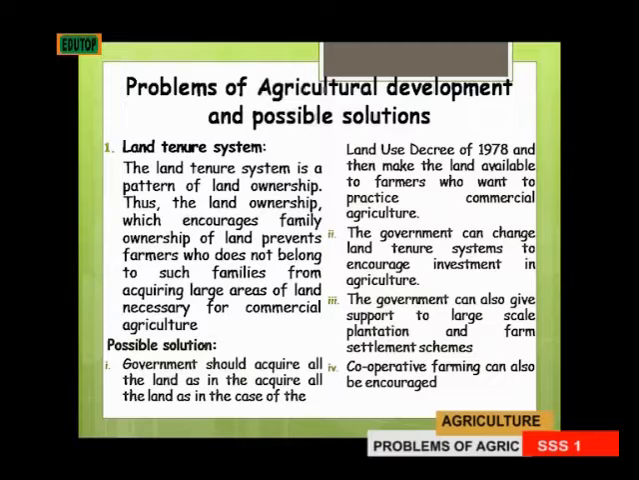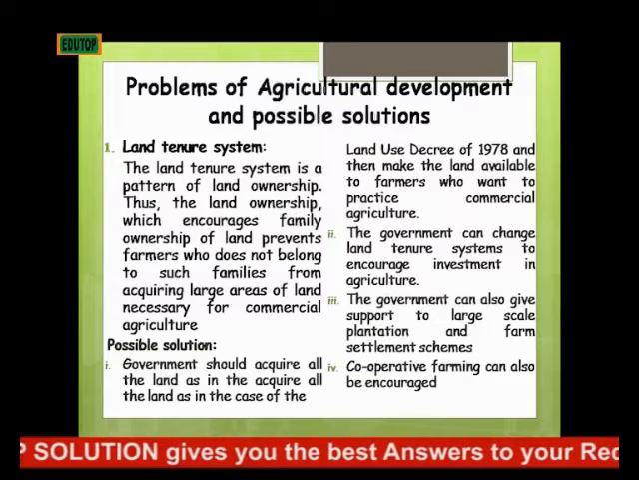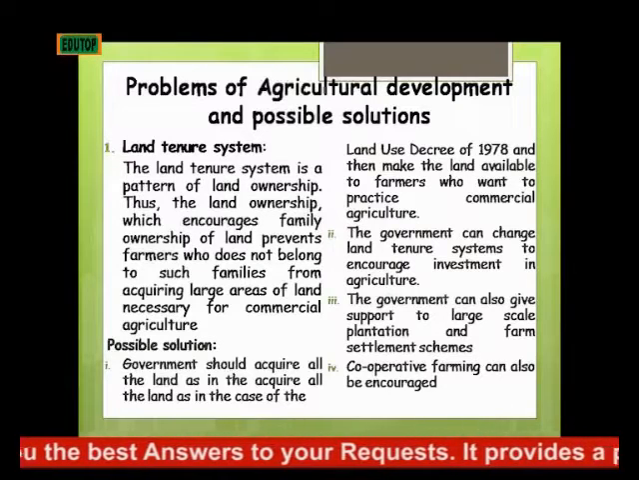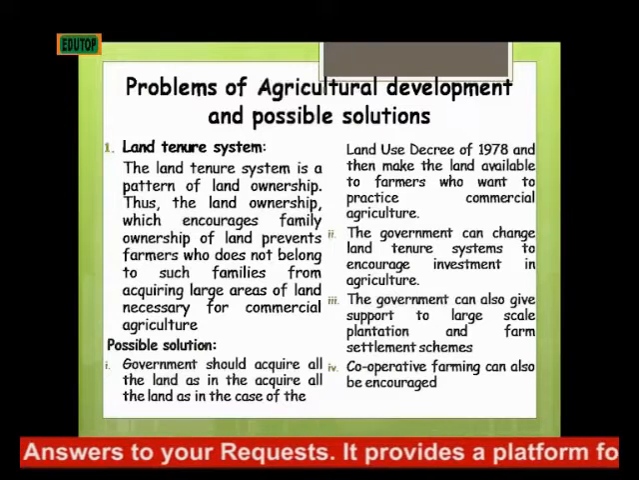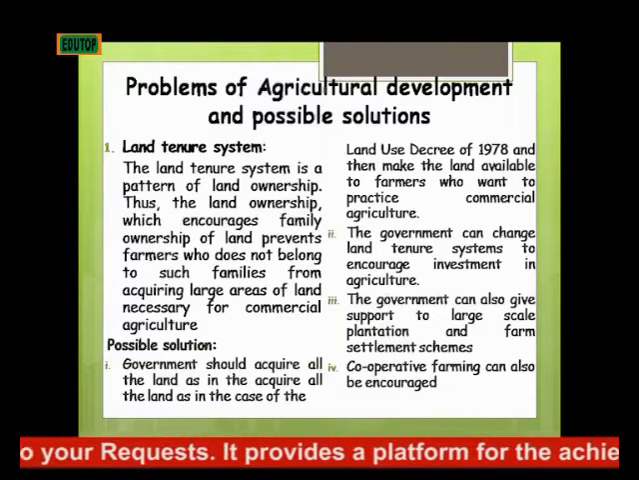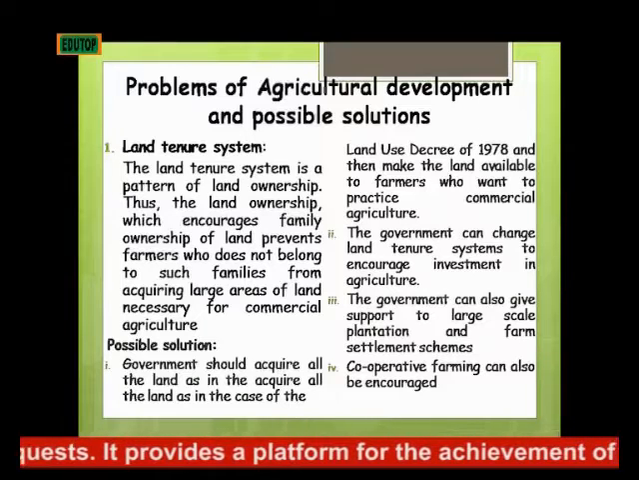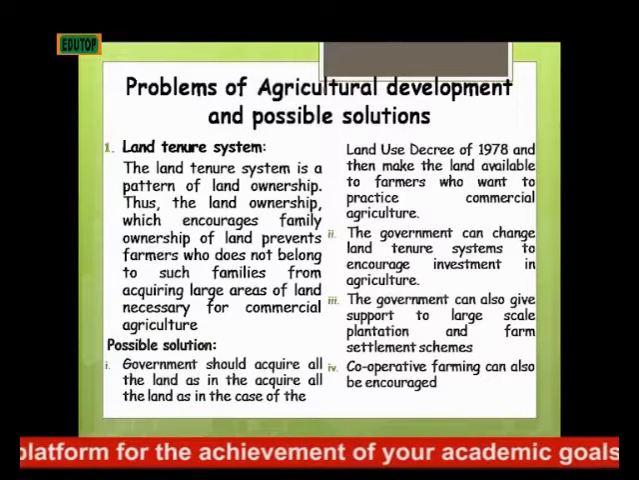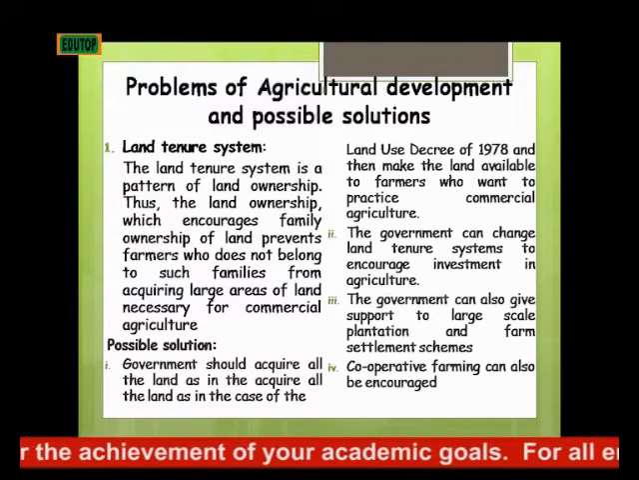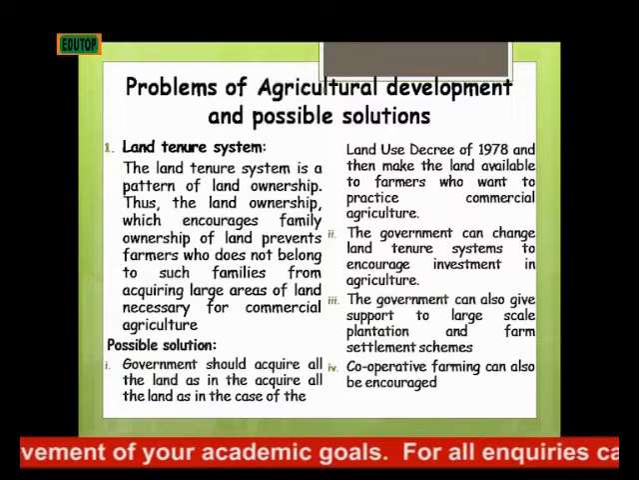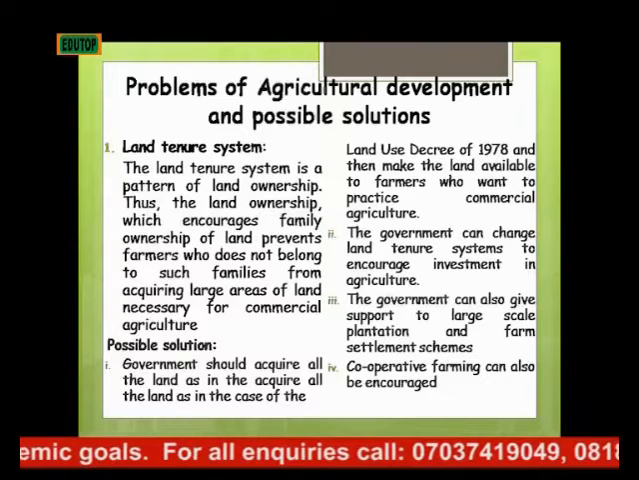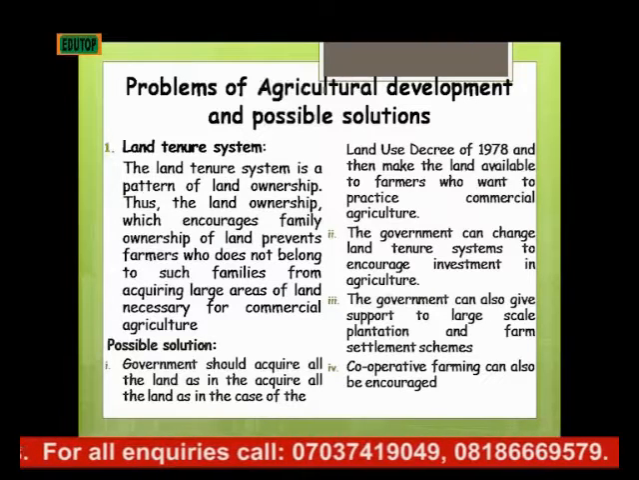Then another way of solving this land tenure system is government can change the land tenure system to encourage investment in agriculture. That is, when government changes the land tenure system that does not favor interested farmers to one that will favor farmers that are interested in cultivating and then rearing of animals, just like the grazing, the creation of ranches and grazing plots for animals.